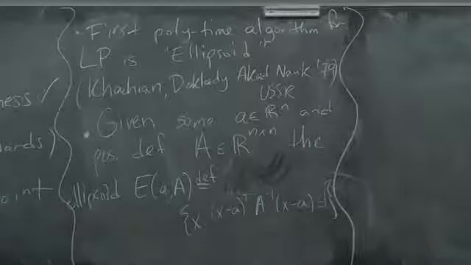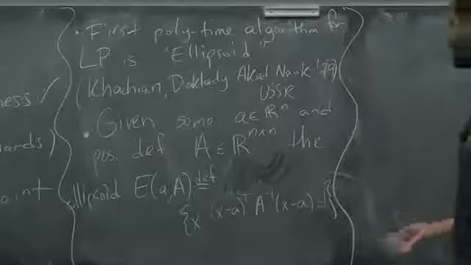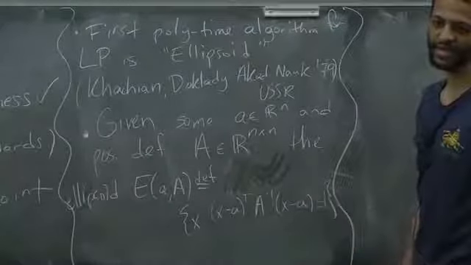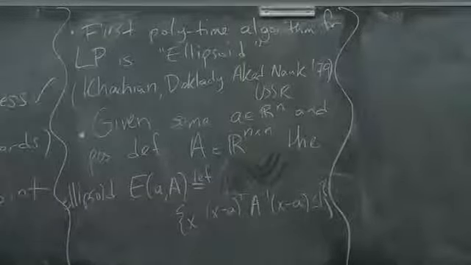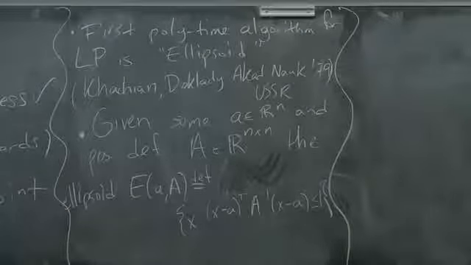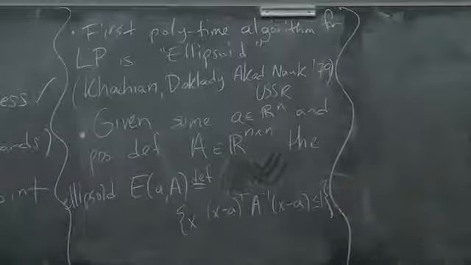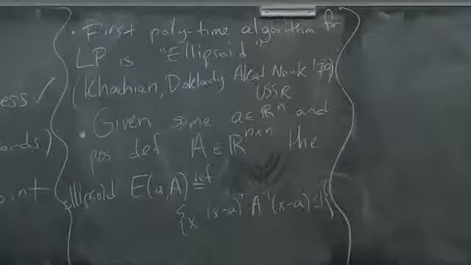Okay. So for example, for a sphere of radius 1, A would just be the identity matrix, and a would be the center of the sphere. And in general, you can always view ellipsoids as linear transformations of the sphere.